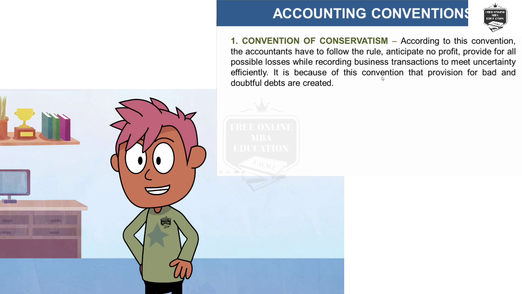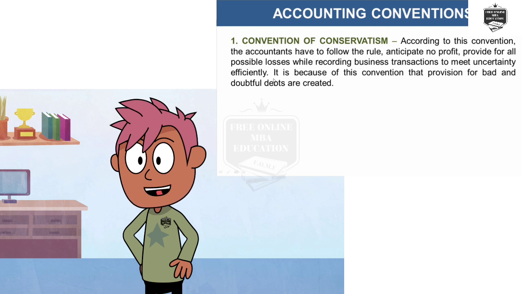First is the convention of conservatism. According to this convention, accountants have to follow the rule: anticipate no profit, provide for all possible losses while recording business transactions, to meet uncertainty efficiently. So this says that you can't anticipate profits. Only when a profit is realized, only when you have made the transaction and earned the profit, do you need to record that profit. But for losses, you need to anticipate that maybe you can incur this amount of loss.